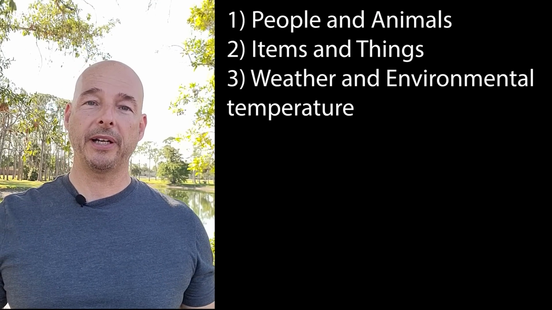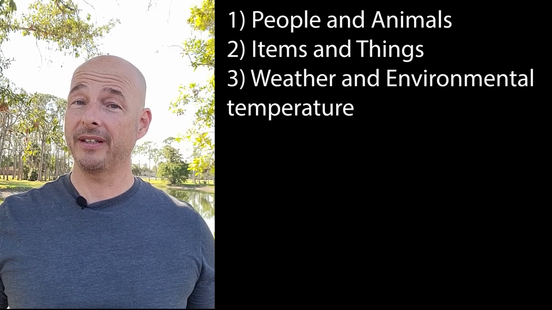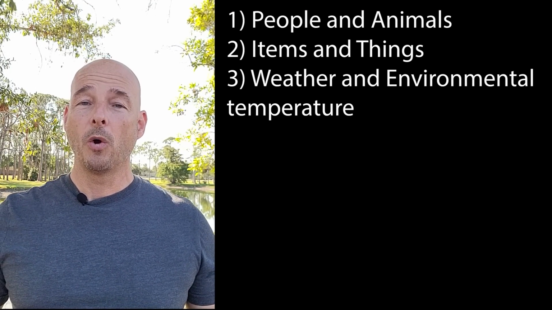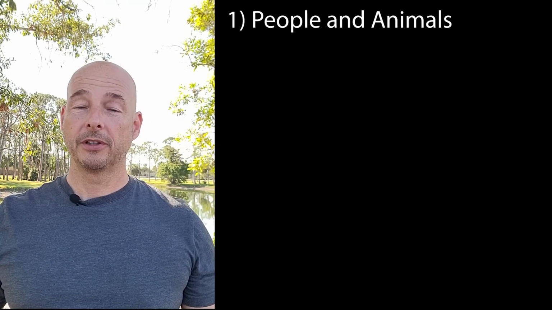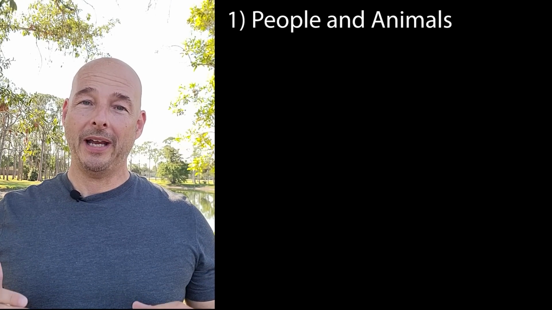When we're talking about anything being hot or cold, whether it's me, the weather, the soup, whatever, those things are going to fall into one of three categories. And the category it falls into is going to tell us how to translate the sentence. Our first category is people and animals, second category, items and things, and the third category, weather and environmental temperature. Let's start with our first category, people and animals.